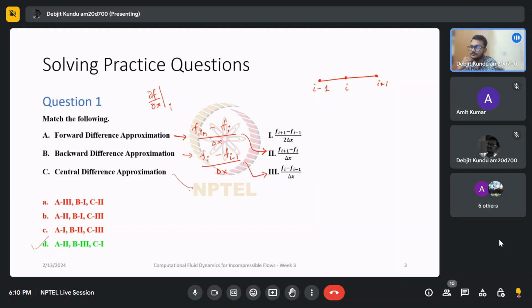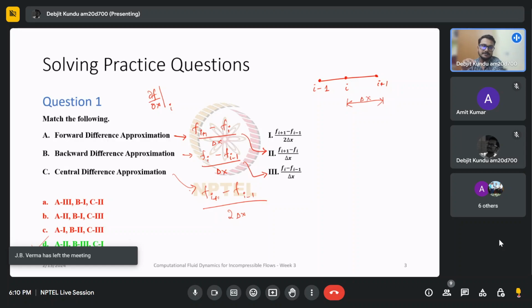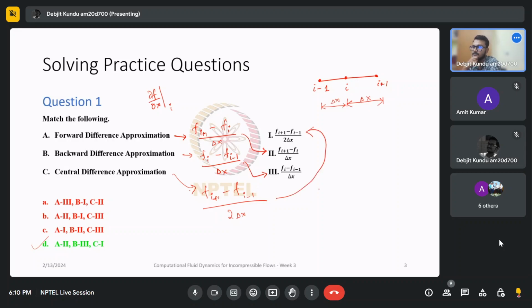And central difference, we use both the forward as well as the backward points. So this becomes f I plus 1 minus f I minus 1 divided by twice the delta x. And delta x is the difference between these points, and we are assuming uniform spacing. So both these distances are delta x. And this happens to be option 1. So our correct combination should be A2, B3 and C1 as indicated. And that's why option D is correct.